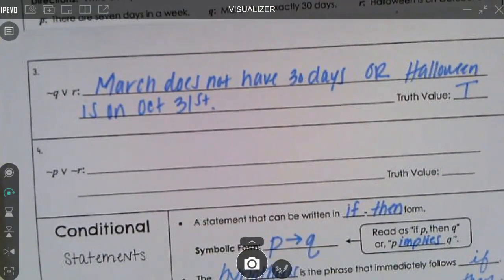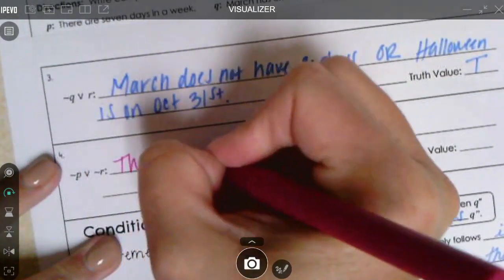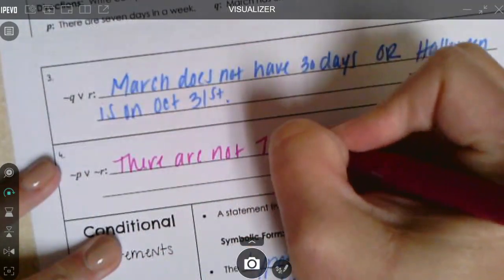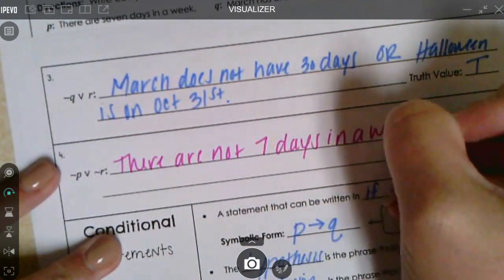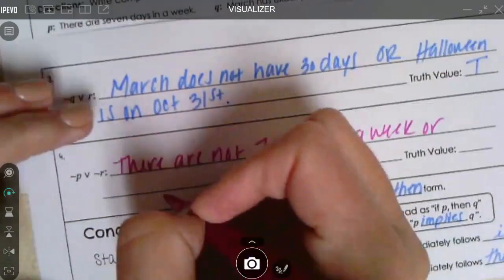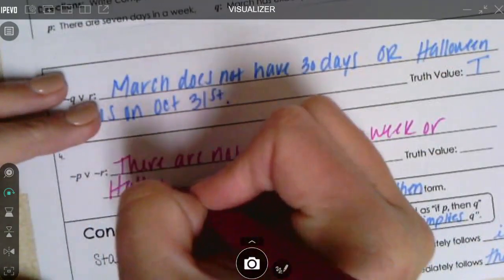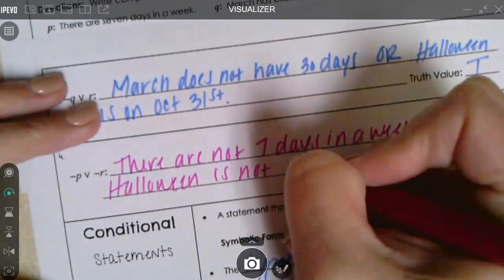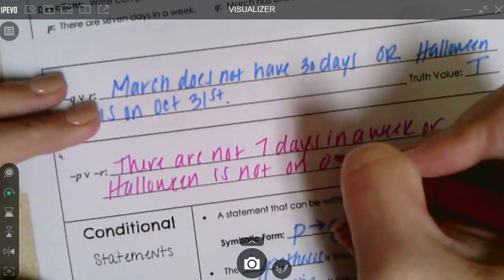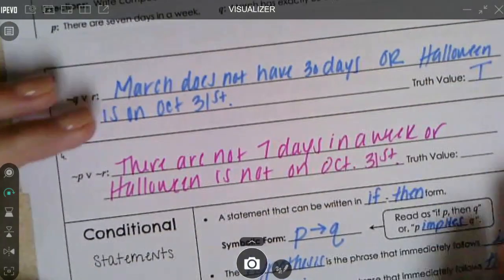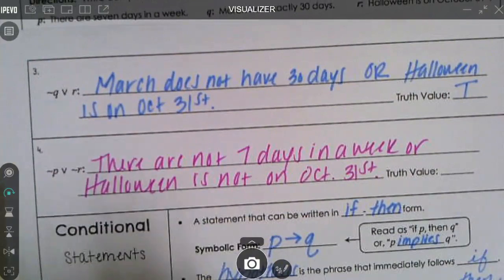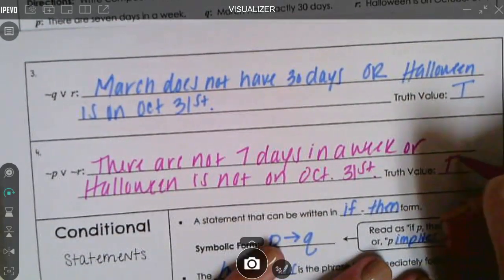For number 4, we're doing not P or not R. So there are not 7 days in a week, or Halloween is not on October 31st. So our truth value for that: there are not 7 days in the week. That is false. Halloween is not on October 31st. That is also false. So the truth value for this is false.